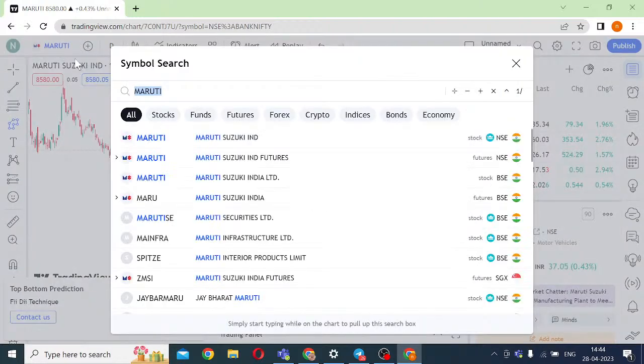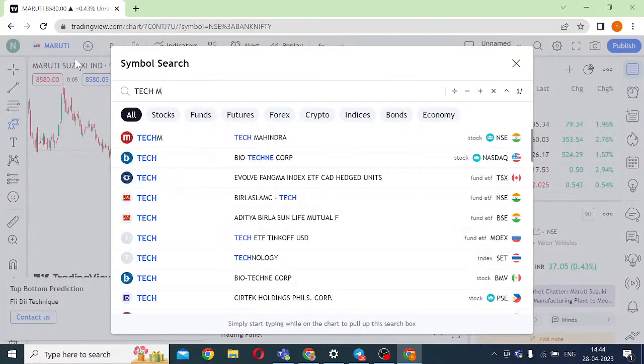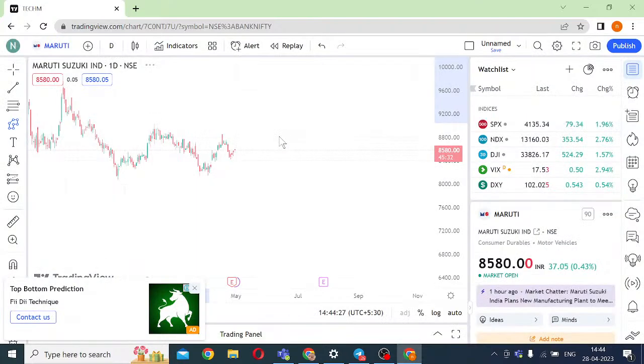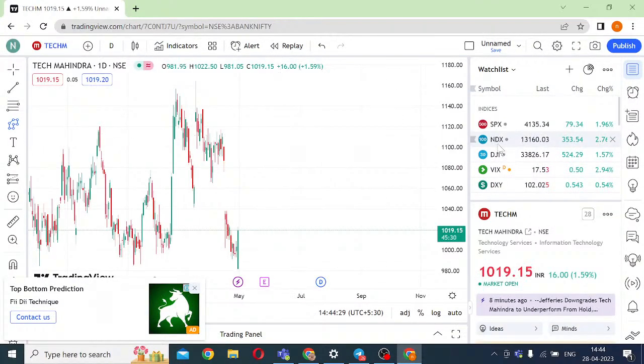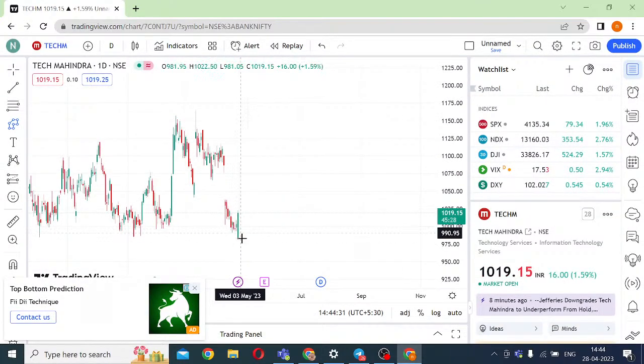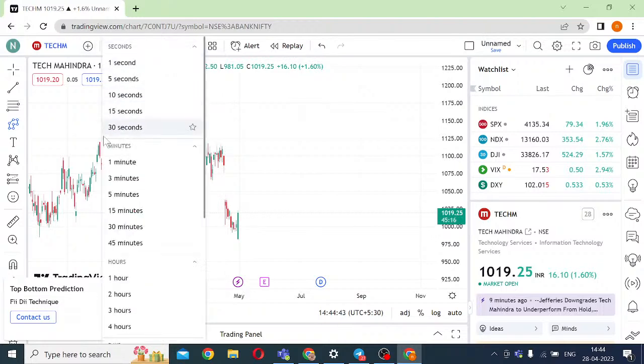Next we'll come to Tech Mahindra. Anyone traded Tech Mahindra? I said either buy. So Tech Mahindra has fallen, taken a support. Where it opened, I said it's a short. I think it has given our targets, and from there it has gone up. Let me see in 15 minutes what happened.